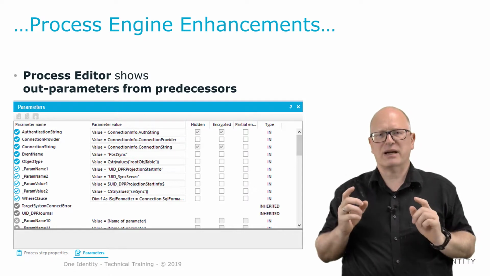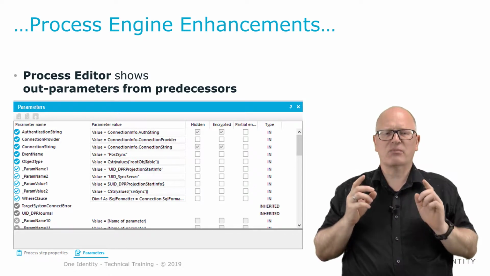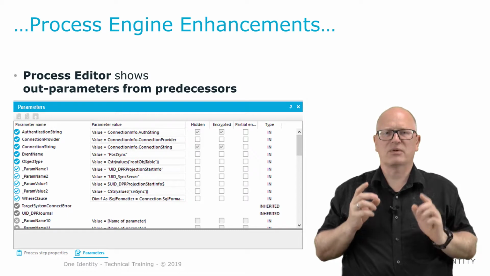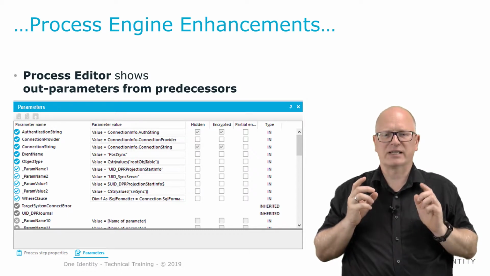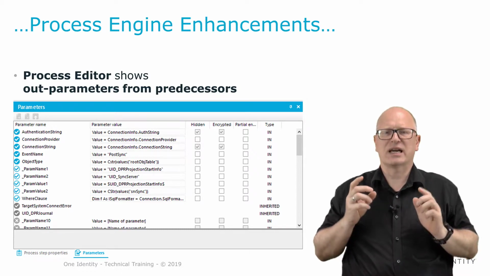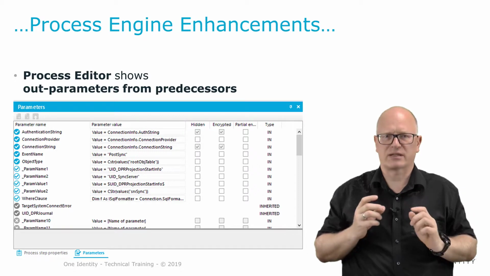Now, and this is the good message, in the list of parameters of the following job, these out parameters are as well displayed so that they easily can be seen and easily be referenced.